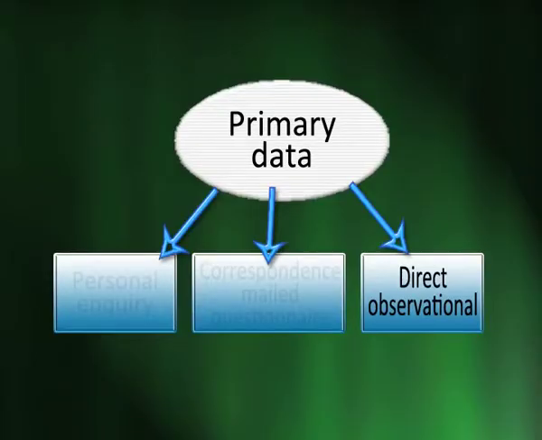The third one is the direct observational method, where the statistical investigator goes to the field and makes certain observations and notes them down himself. This method is hardly used for data collection.